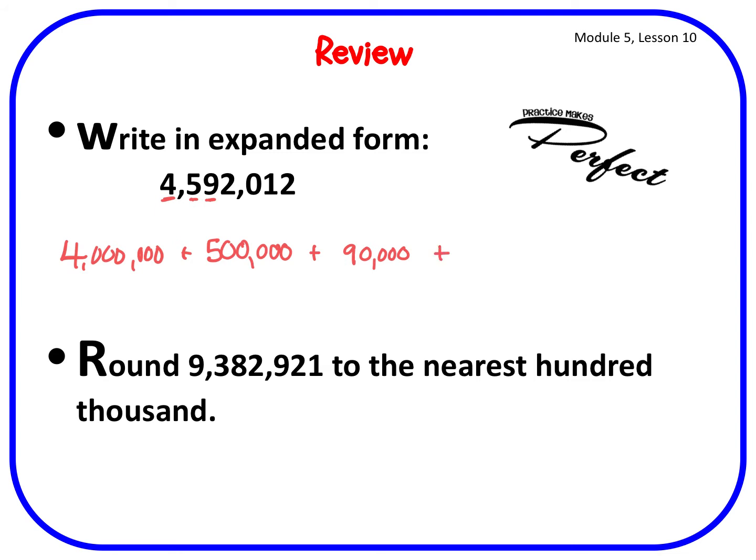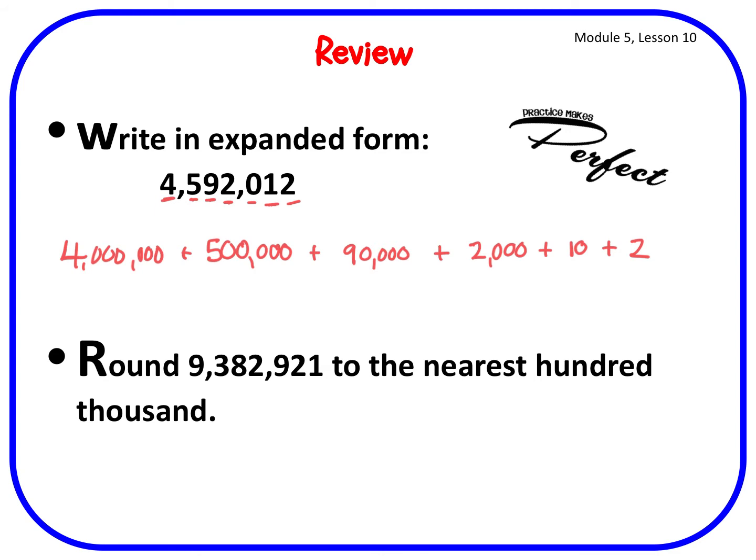So 90,000. My 2 is 2,000. So I'm going to write 2,000. 0, I don't have to write anything because it's a 0. I don't need to put anything there. So then I'm going to move to the 1. So the 1 is a 10, and it's followed by one number, so I'll put 1, 0. And then finally my last number is 2. So 4,592,012. Expanded form is 4 million plus 500,000 plus 90,000 plus 2,000 plus 10 plus 2.